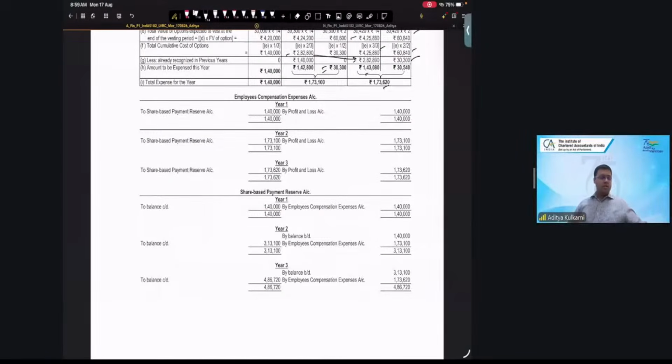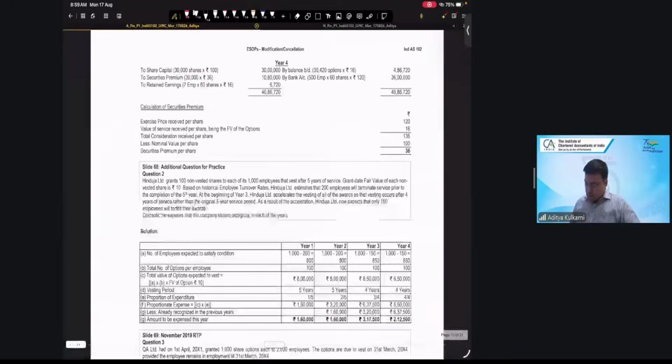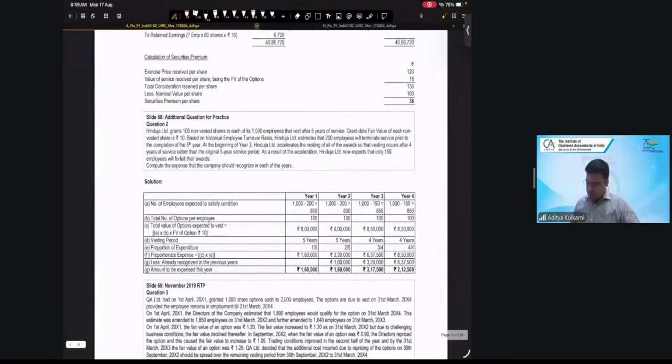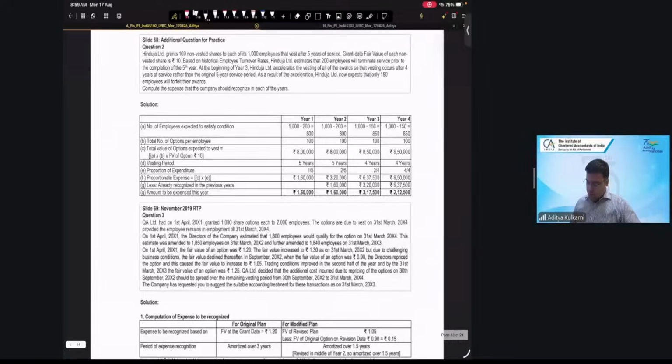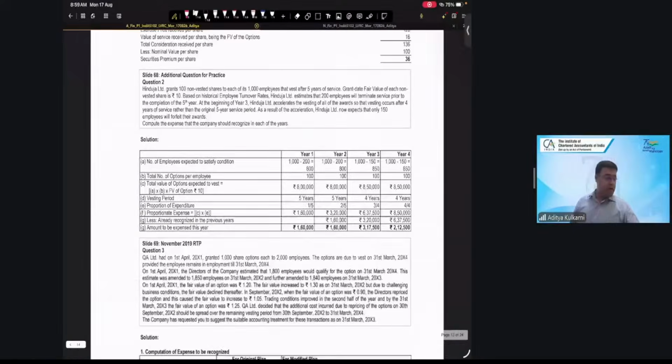Modification or repricing of options. So we now come to cancellation. When we talk about cancellation, this is basically regarded as immediate vesting. Why immediate vesting? Because the option no longer is going to be there. When you cancel an option, the option is no longer there.